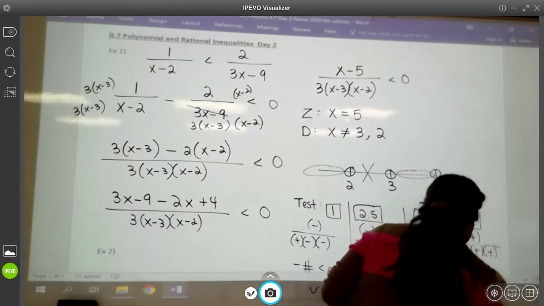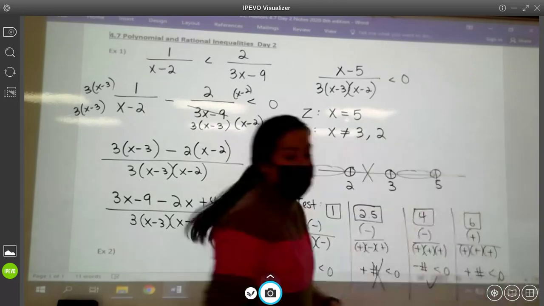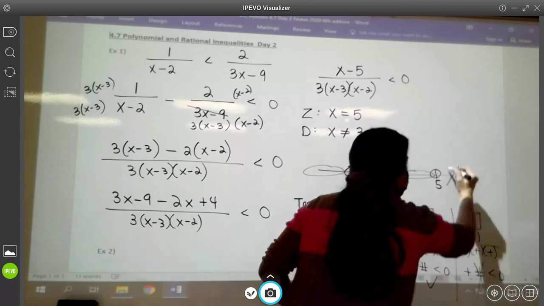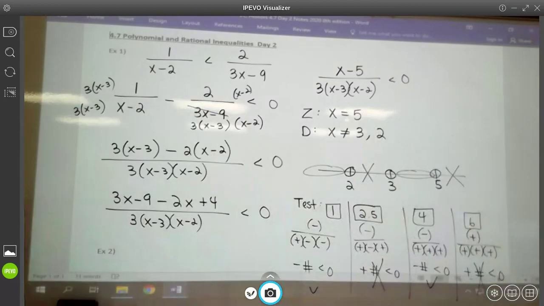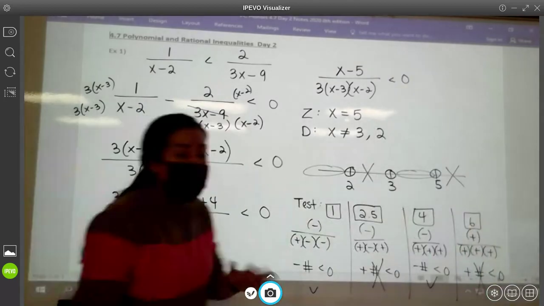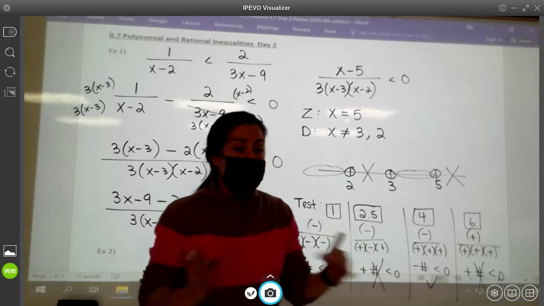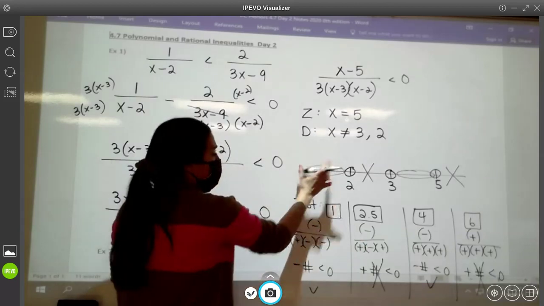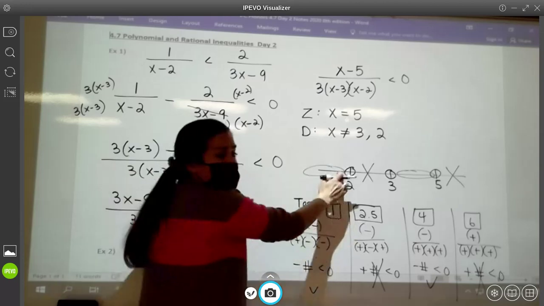So will a positive number be less than 0 and make this statement true? No, these are bad x's. Actually, yes, these. Okay. All right, so now all we have to do is name the good intervals of x that make this inequality true. And those are x's on this interval from negative infinity to 2, but not including 2.